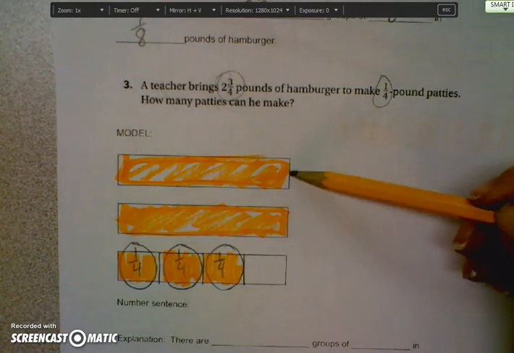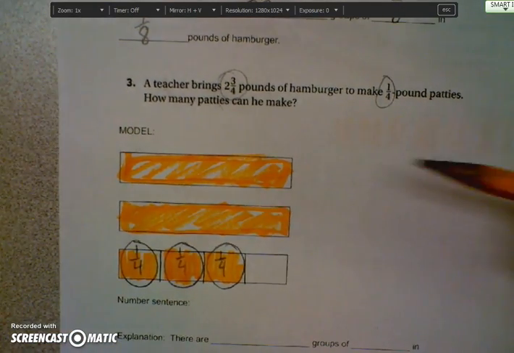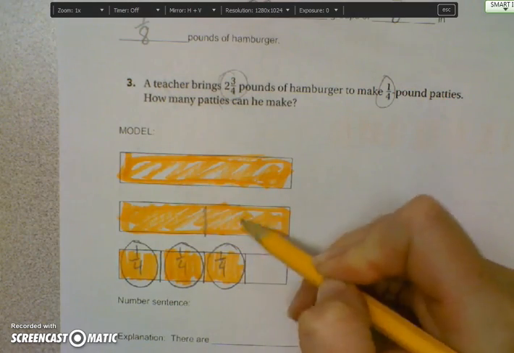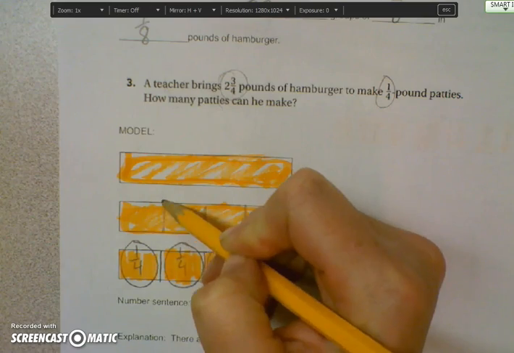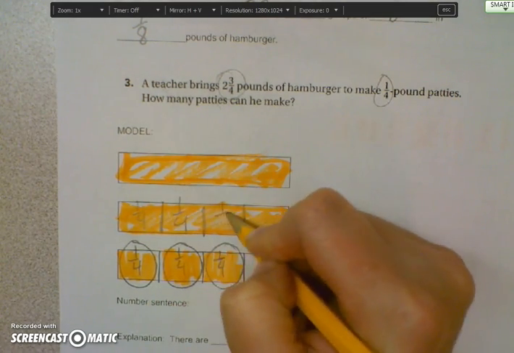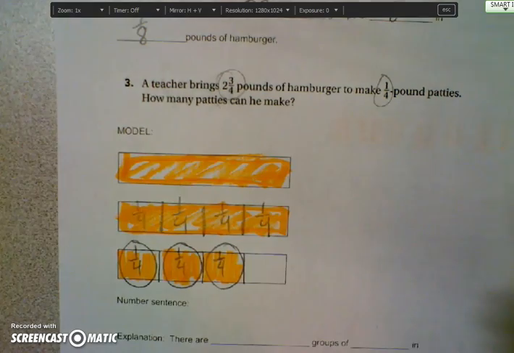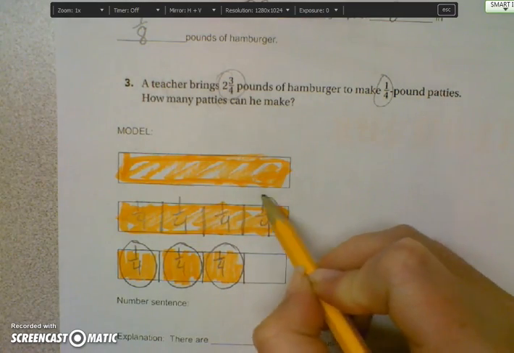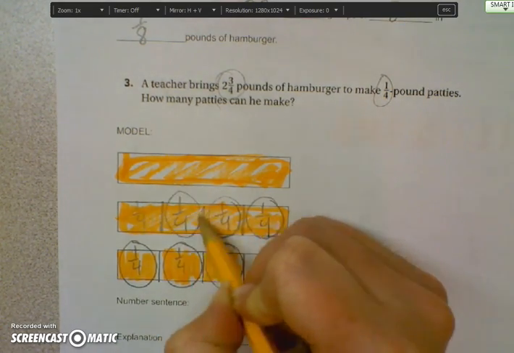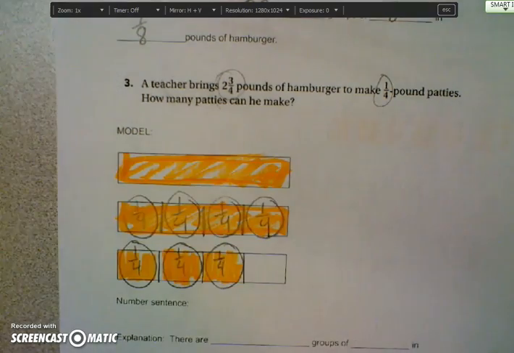We also have these two. We can divide these into fourths as well. If I take this pound and divide it into fourths, I've got another 1/4, another 1/4, and another 1/4. I've got 4 fourths to work with. Each one of those fourths can be a burger. 1/4 pound, 1/4 pound, 1/4 pound.